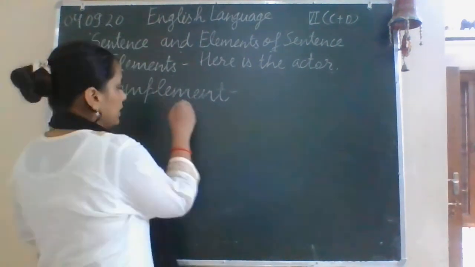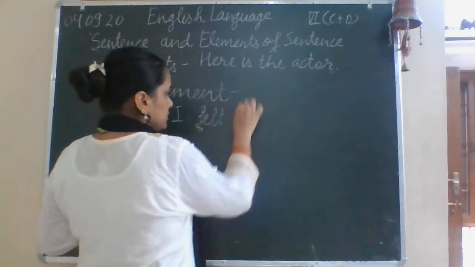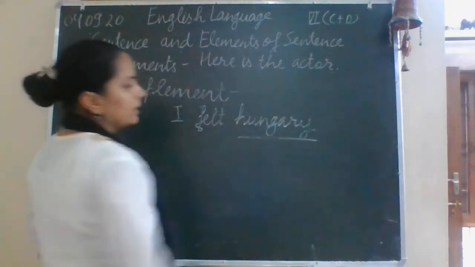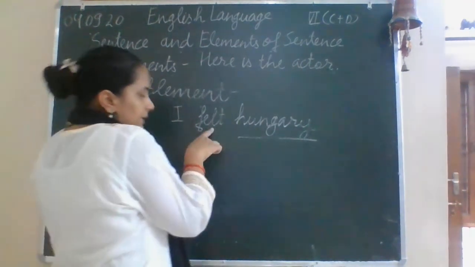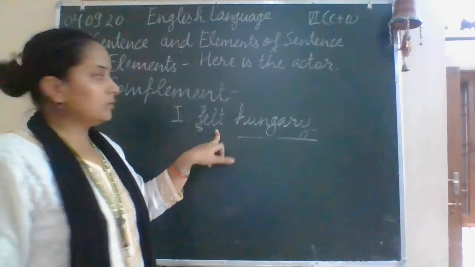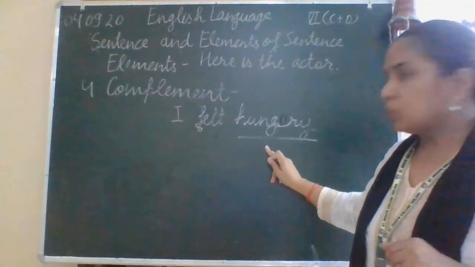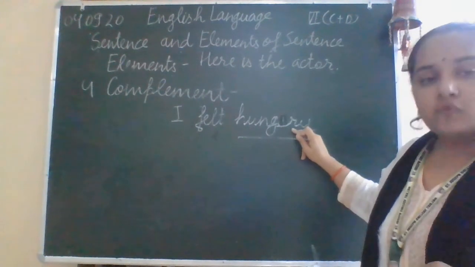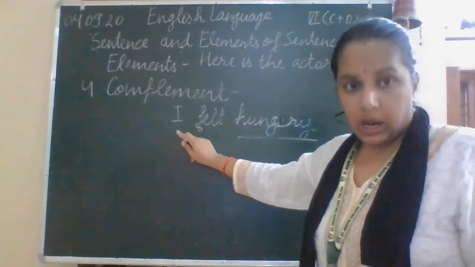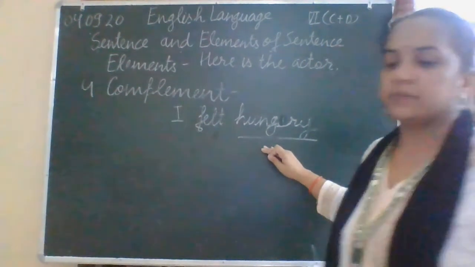For example, I felt hungry. So here this hungry is the complement. It is coming after the verb. Hungry is written after the verb. Felt is the verb, and about whom is this hungry telling? This hungry is telling about I. What is I? The pronoun, the subject. So here this is the complement.